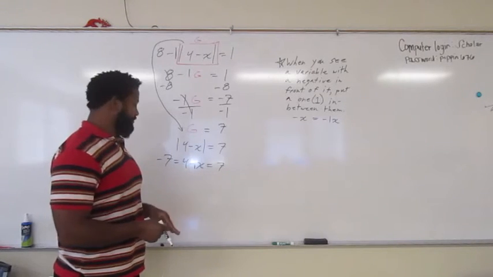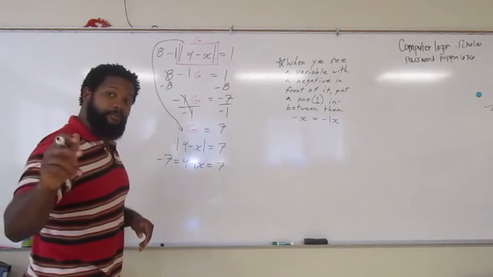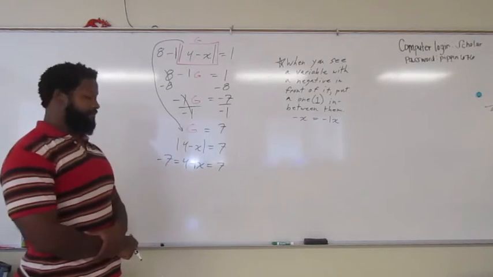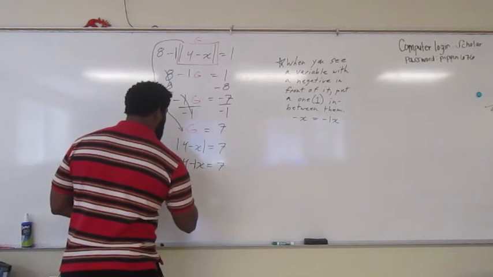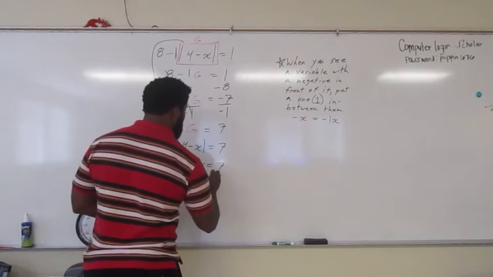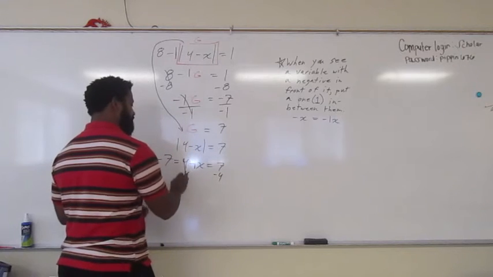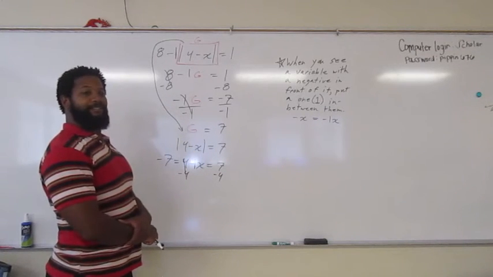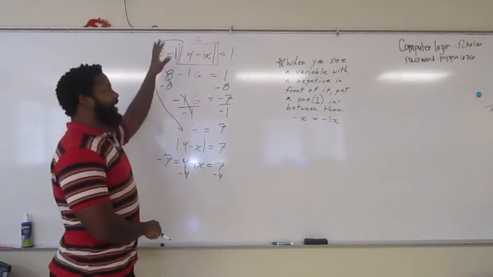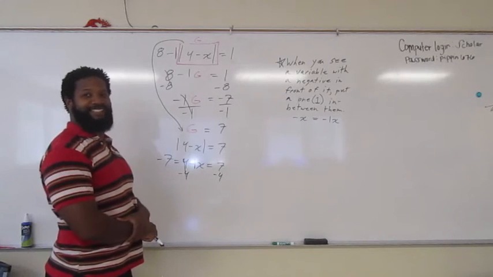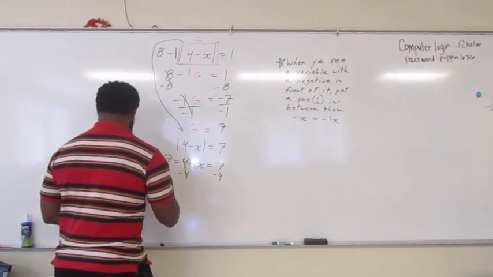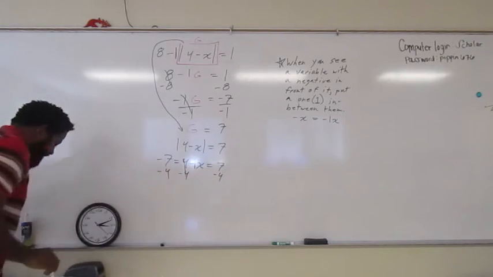Subtract 4 from the positive 7? Yeah, subtract 4 from 4 and subtract 4 from the positive 7. Do you do both sides? Because that's what got me confused too last time. With absolute values, we've been doing both sides. Oh, okay, then yeah.